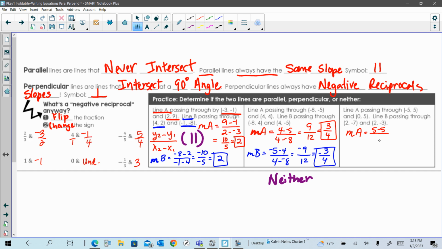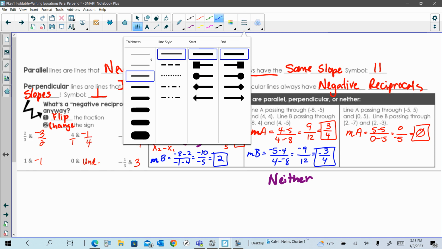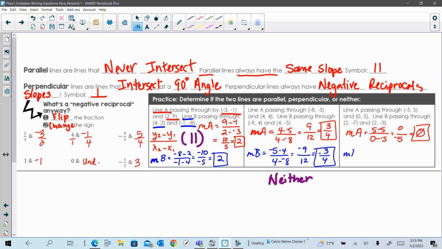Make sure you recognize what happens when 0 is in the numerator versus when 0 is in the denominator. So here, this turns out to just 0. I do the slope of B, negative 3 minus negative 9. Wait, no, minus 7, negative 7.